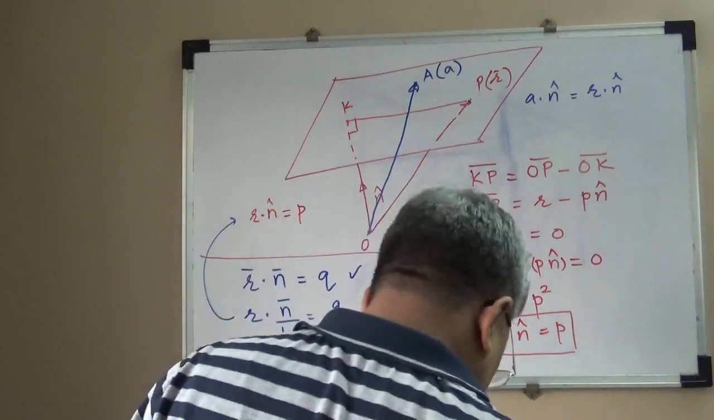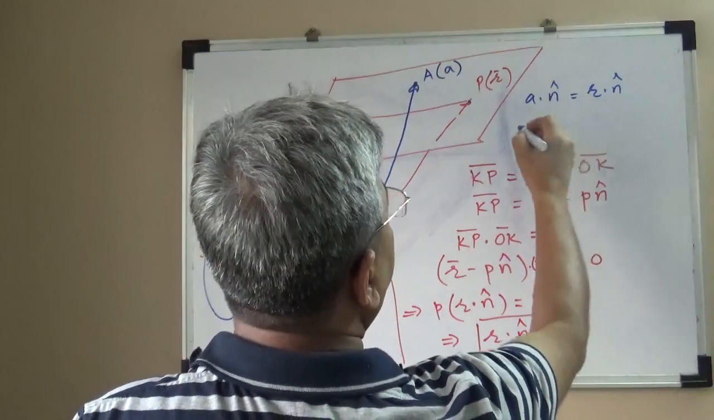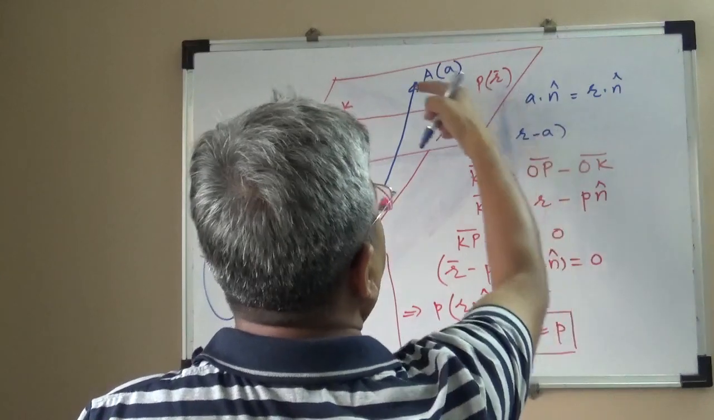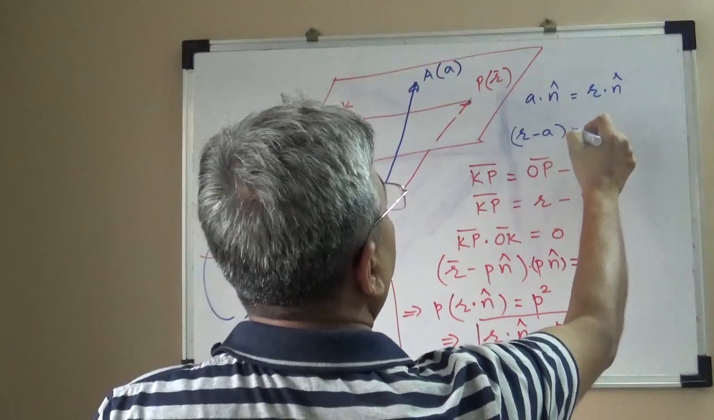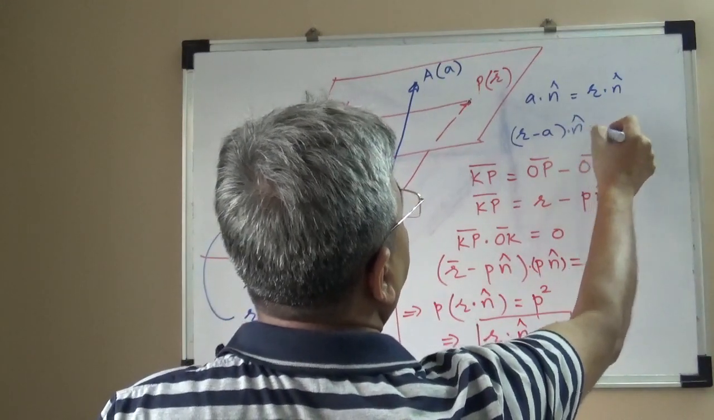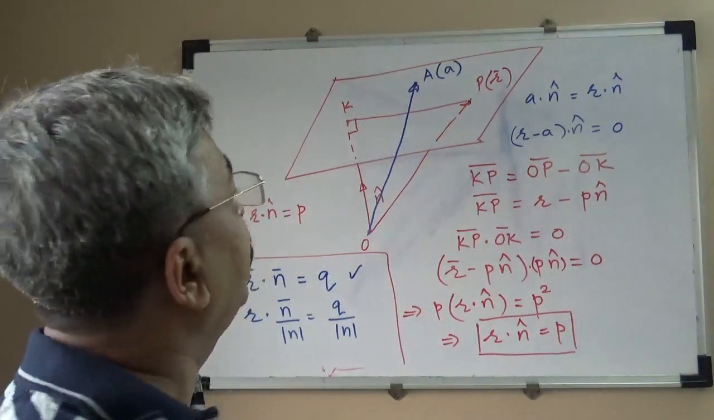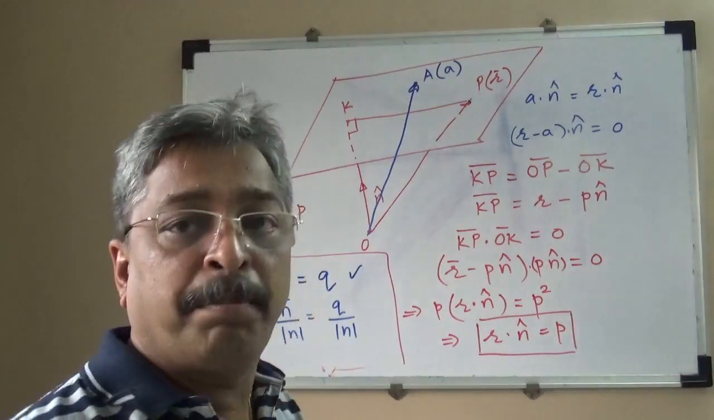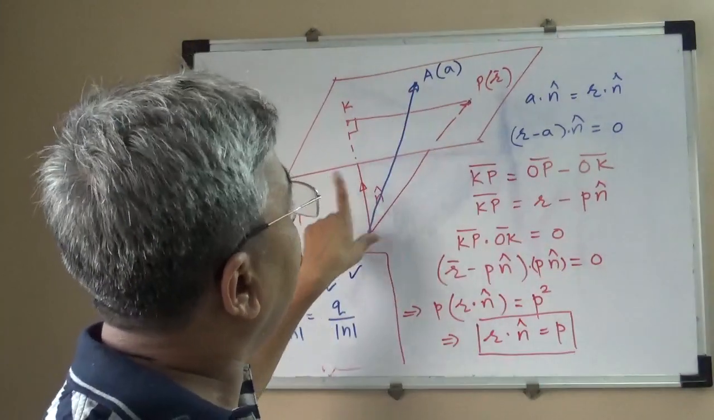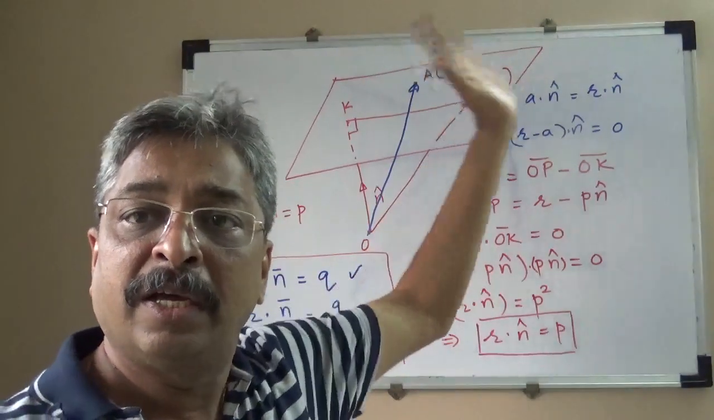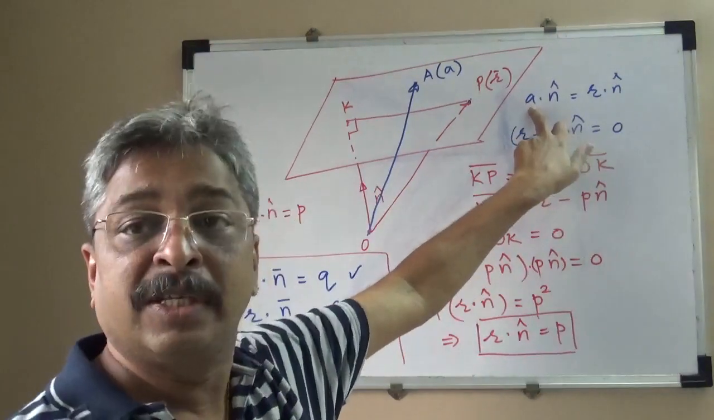Okay, this is one way of getting the equation. Another way of getting the equation is: r minus a is a vector, and that vector has to be perpendicular to n hat. So taking the dot product with n hat, it should be 0. All those points P should be such that vector AP is perpendicular to n. If vector AP is perpendicular to n, that means all those r's are in the required plane. So (r minus a) dot n cap is equal to 0 will give us this.